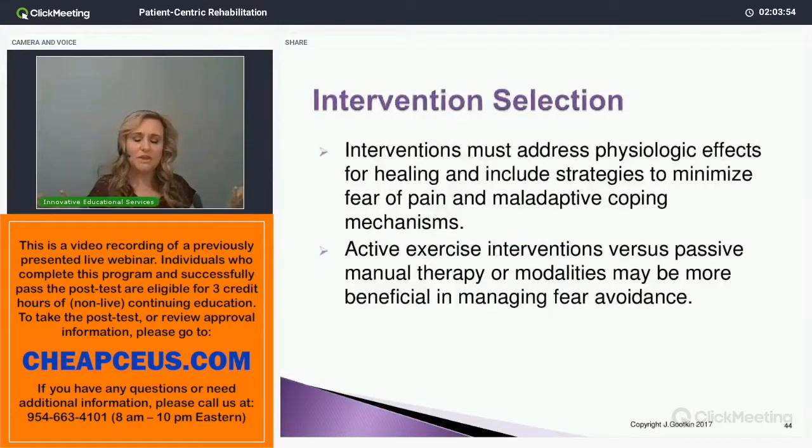Same thing when we're picking interventions. I've mentioned previously that their idea of what may or may not work, or shouldn't work, is going to come into play. So if you have a choice of doing active versus passive interventions, see if the patient has a preference. And if it doesn't make a difference for you, if something's not contraindicated, consider that.